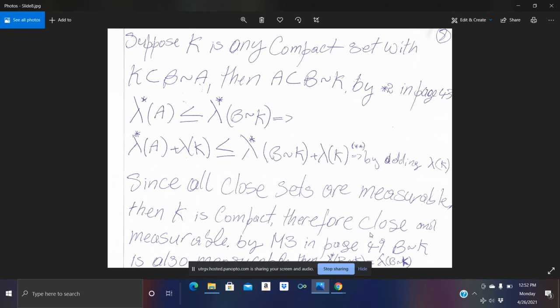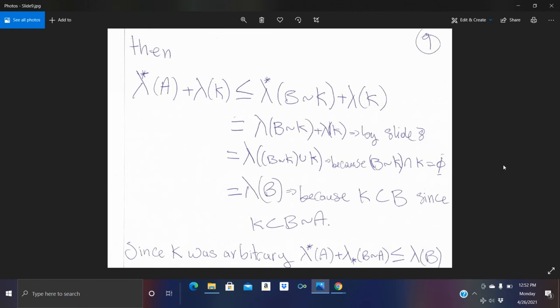Since B minus K is measurable, we can say that the outer measure of B minus K is actually the measure of B minus K, right? That is a property of Lebesgue measure. So we are now able to replace the outer measure of B minus K here by just the measure of B minus K. And that's what we do here. We replace it by B minus K. And this, by the way, I explained in the previous slide. From there, these two sets are disjoint, so the intersection is empty.